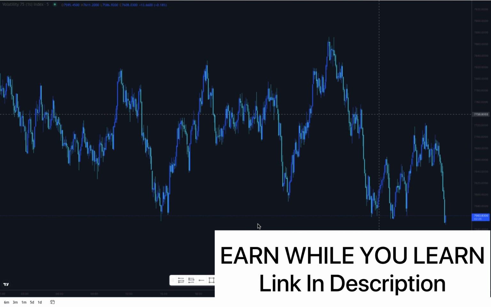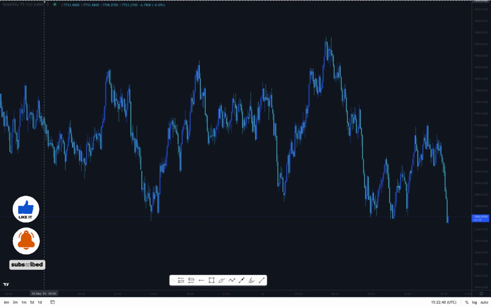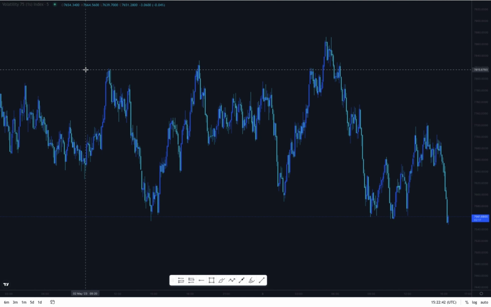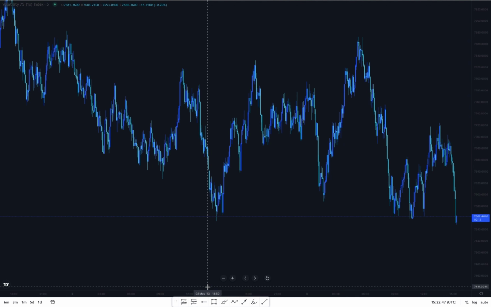So guys, this is the volatility 75 1s index, and this is on the 5-minute time frame. Like I said to you guys, this is my day trading time frame, 5 minutes, and then we get the confirmation for entry on the 1 minute, right?